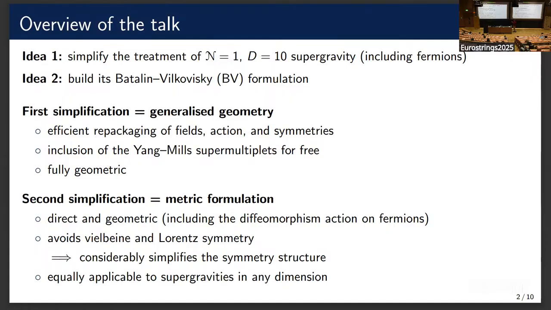In particular, this considerably simplifies the structure, because when you don't have Lorentz symmetry, then you only have the diffeomorphisms, the B-field gauge transformations, the gauge transformations for the gauge fields, and the local supersymmetry. And you will see that the algebra is very small. Fortunately, this applies to supergravities in all dimensions, while the generalized geometry framework is specific to 10D, at least in the way I'm going to present. Okay, so that's the outline.